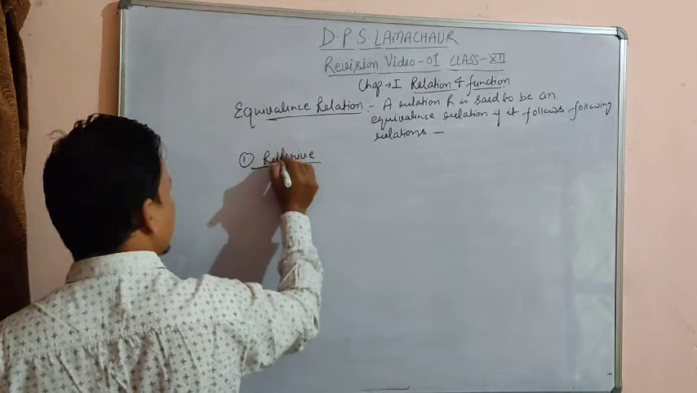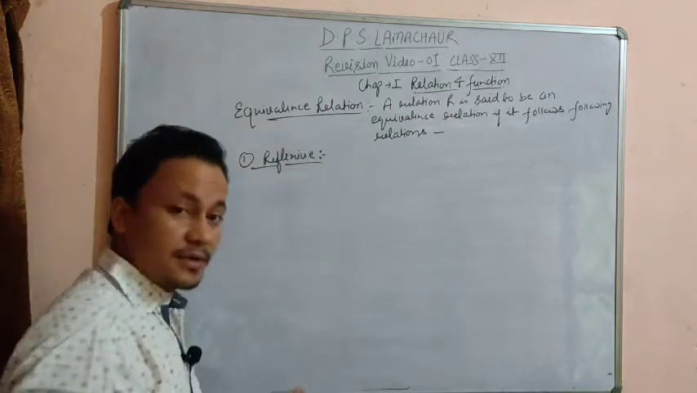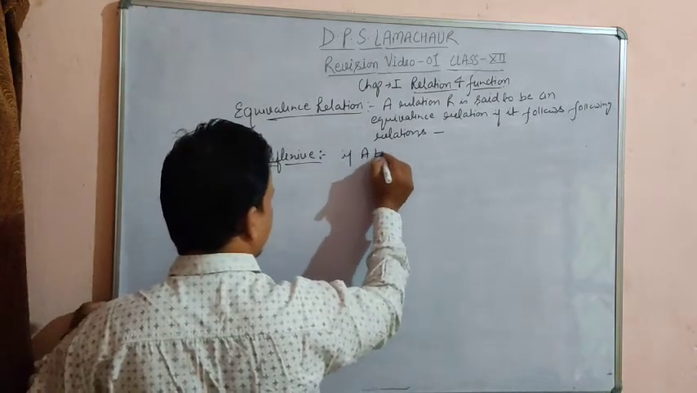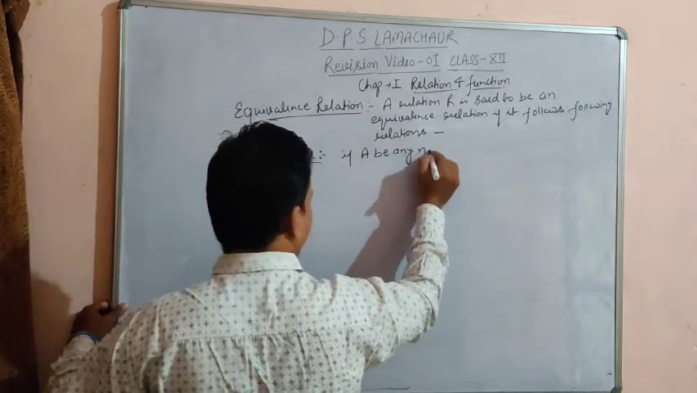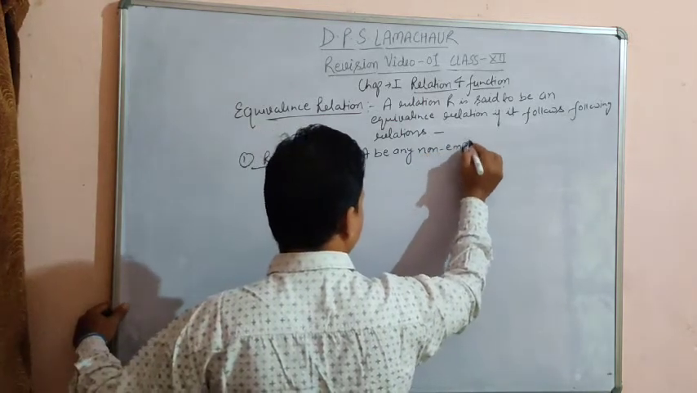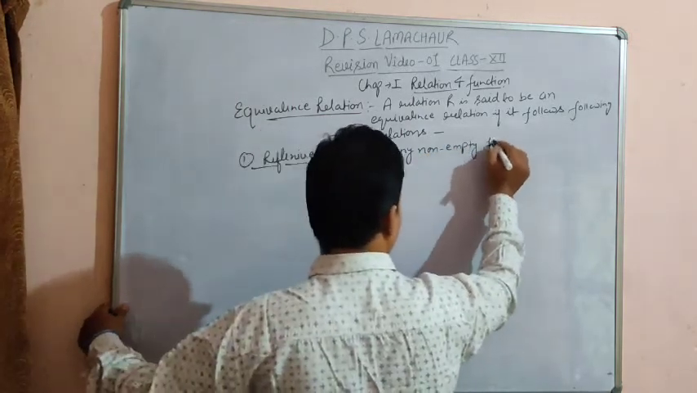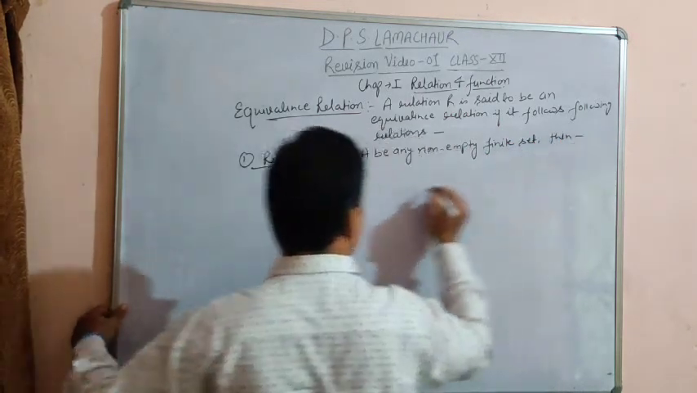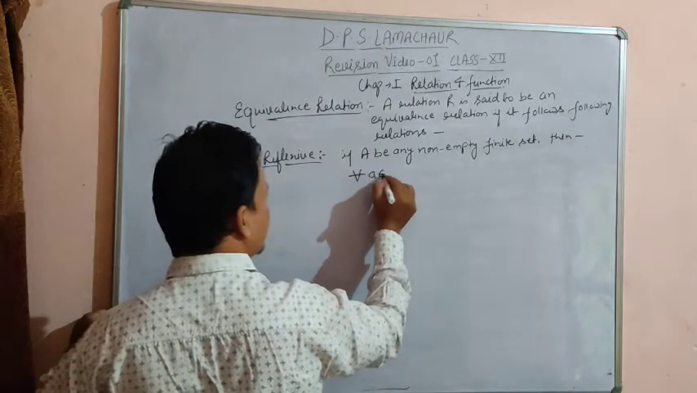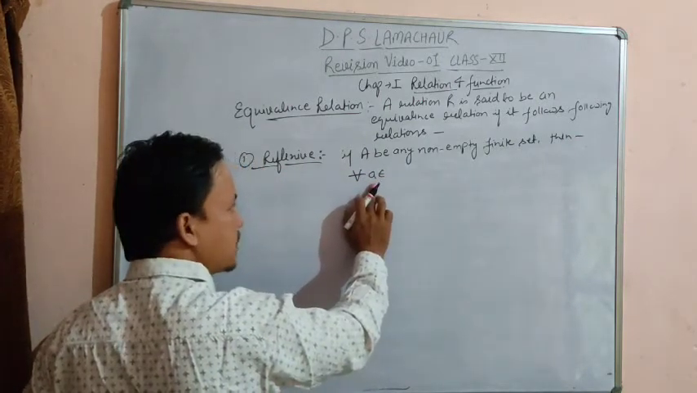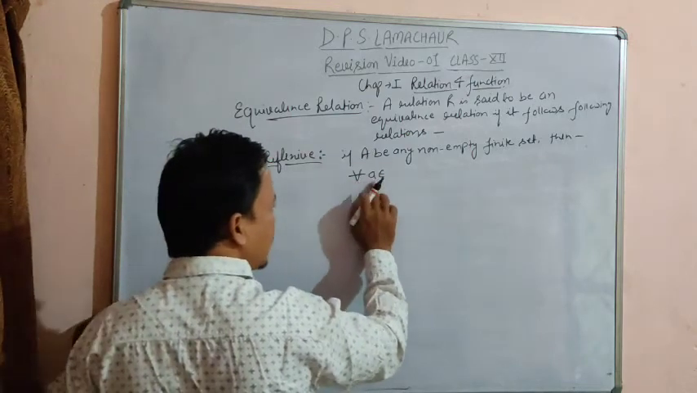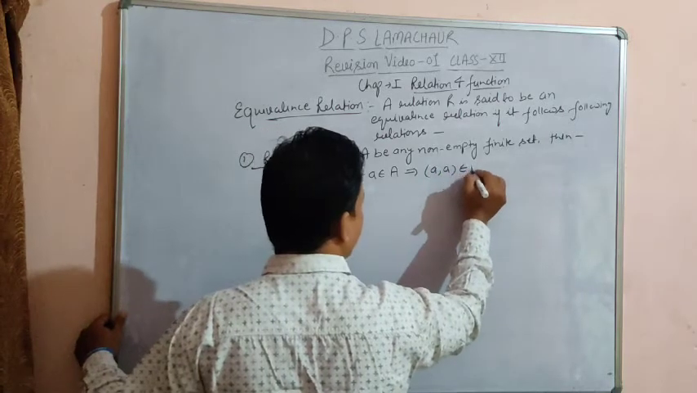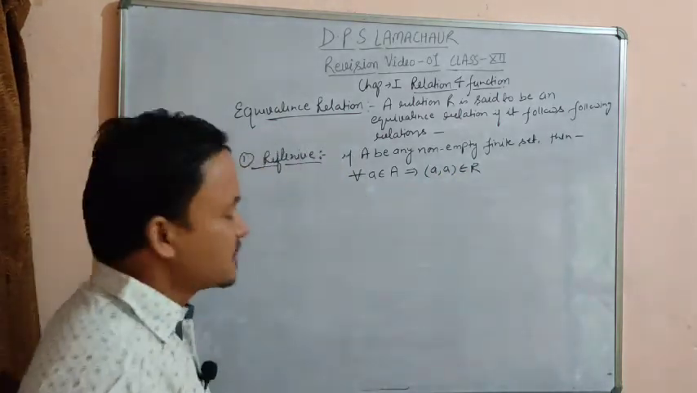The relation should be reflexive. So what is a reflexive relation? If A is any non-empty finite set, then for every a belongs to A, where small a is an element of set A, a comma a belongs to R. Okay, what is the definition?